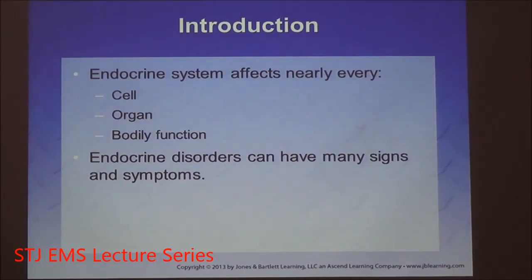Understand that the brain needs to send chemical messages to the organs, the cells of those organs, in order for them to do specific functions, in order to maintain equilibrium, balance, homeostasis. So this endocrine system affects every cell, every organ, every body function. It's the way that the brain communicates.